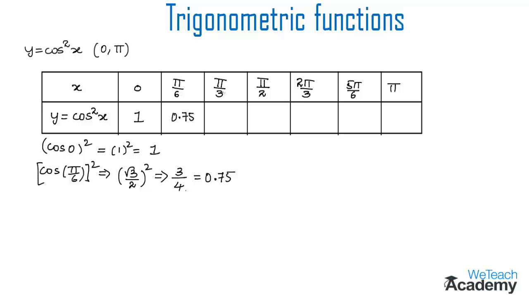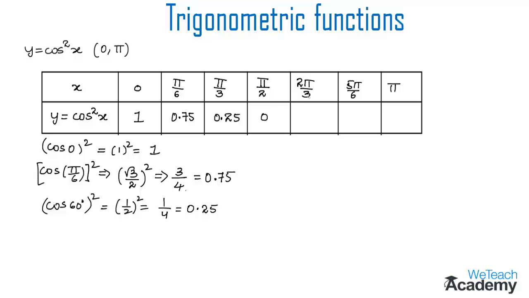And then the next radian is 60 degrees. By substituting the value in the equation, we get cos 60 degrees whole square. The value for cos 60 is 1 by 2. So 1 by 2 whole square will be equal to 1 by 4, and its value is 0.25. And then the next radian is 90 degrees. Cos 90 degrees is 0, so cos 90 whole square will also be equal to 0. So here we get 0 as the value of y when x is equal to pi by 2.